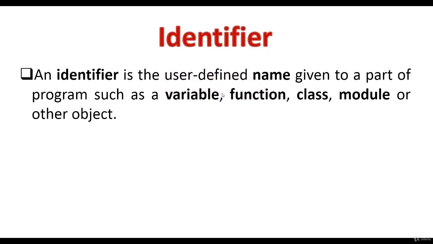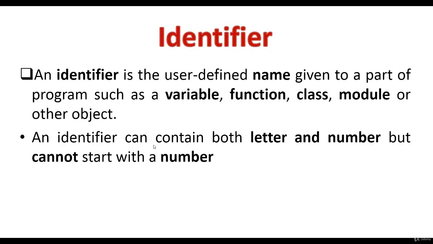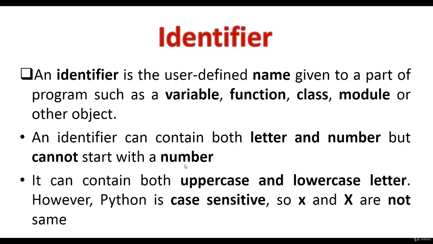Identifier is a user-defined name given to any parts of program such as variable, function, class, module, or other objects. An identifier can contain both letter and number but cannot start with a number. It can contain both uppercase and lowercase letter. However, Python is case sensitive, so small x and capital X are not the same identifier.